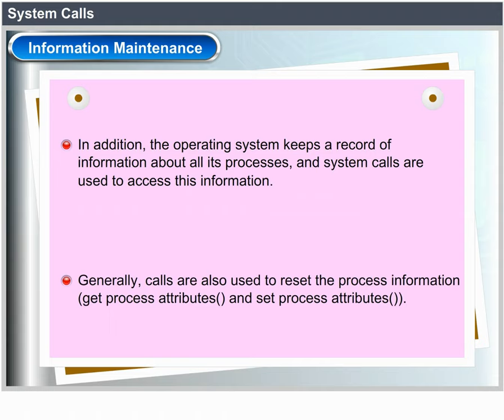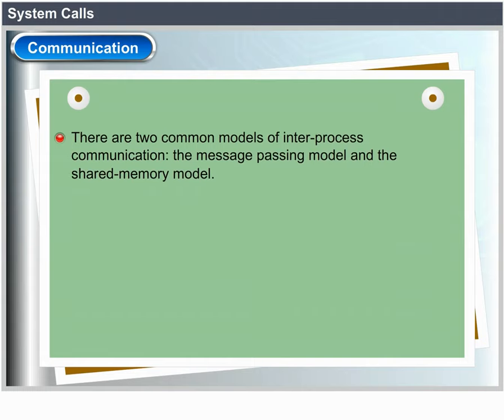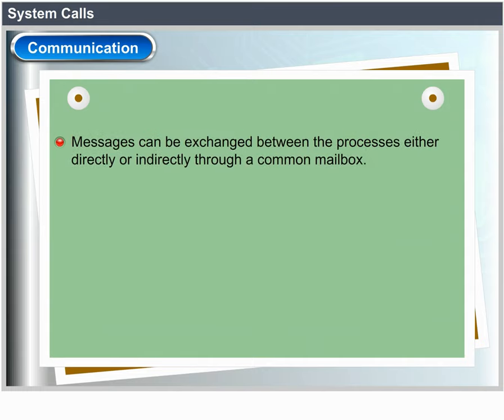Communication. There are two common models of inter-process communication: the message passing model and the shared memory model. In the message passing model, the communicating processes exchange messages with one another to transfer information. Messages can be exchanged between the processes either directly or indirectly through a common mailbox.